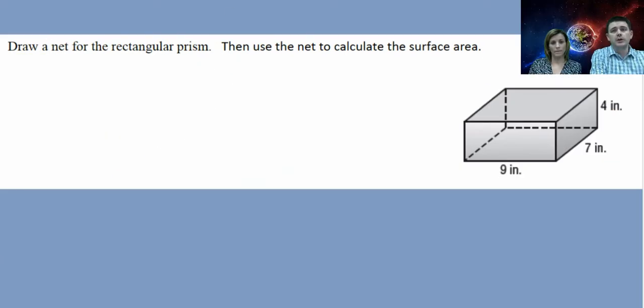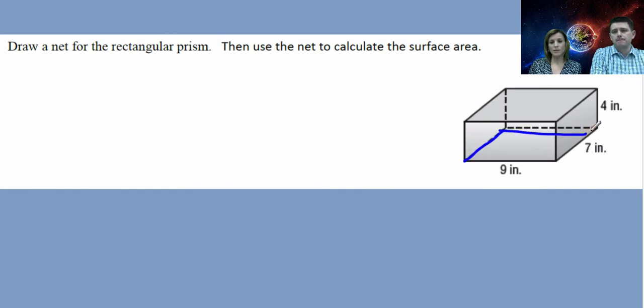Next one. If you feel comfortable with this one, I would try going ahead, drawing out your net, then hit play, see if your net matches up with ours. Then go ahead and find the area of each of the faces, then come back and see how you did. If you're still not quite sure, follow along as we go through this one. We're going to go a little bit quicker this time.